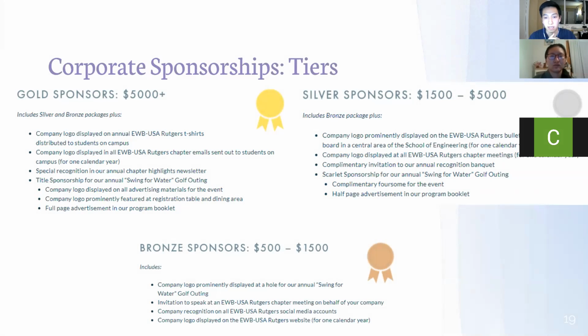Each tier has different benefits associated with it. So just reading off some of the points. Gold sponsors have their company logo displayed on our t-shirts, and they have special recognition in our annual chapter highlight newsletter. For silver sponsors, their company logo is displayed on our bulletin, and they get a complimentary invitation to our annual recognition banquet. For bronze sponsors, they get a flag displayed at our golf outing and an invitation to speak at one of our chapter meetings.